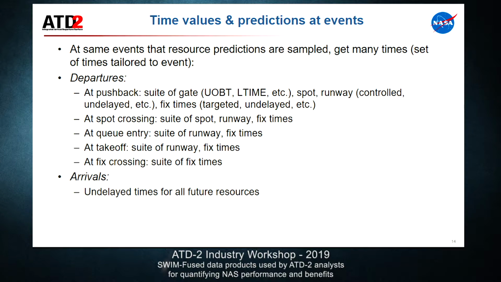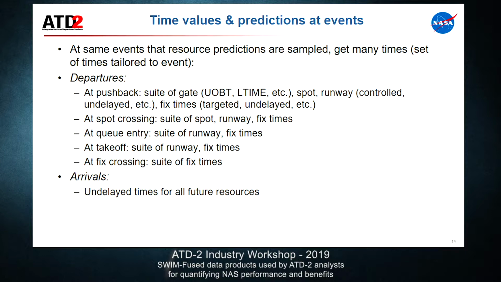Times are predicted the same way as we predict resources, if you will, the spot and the runway. We also keep track of these different time predictions that are made at each of these events. A lot of acronyms on there. You see OBT, that's off block time. That's basically pushback time, if you're not familiar. The U there is unimpeded, or undelayed. So if a flight has no other constraints, what time do we think it would really push back? All these different times we're sampling at these events as well.